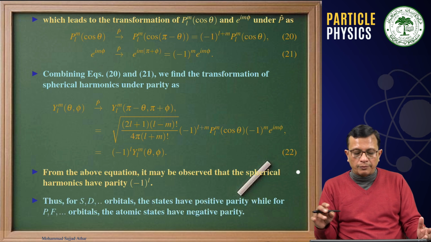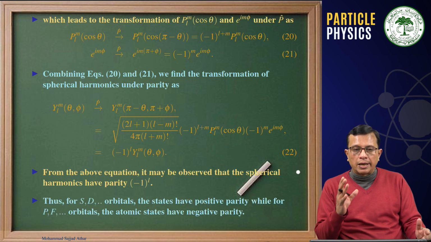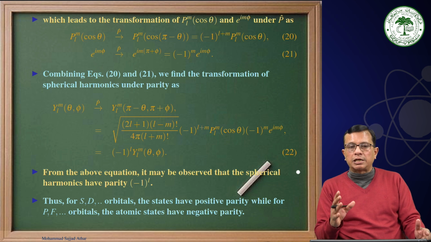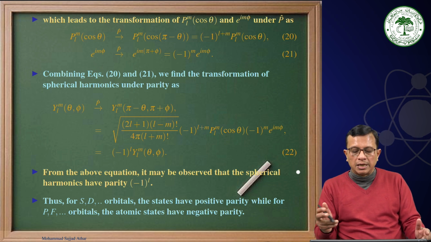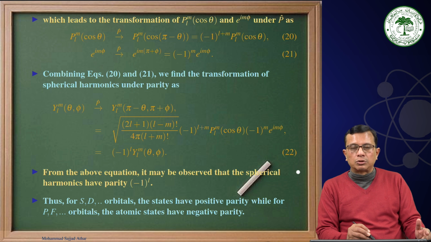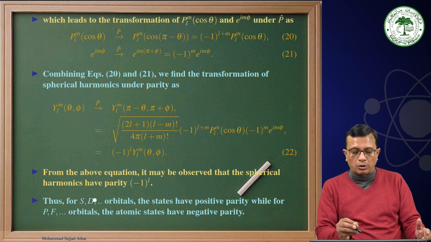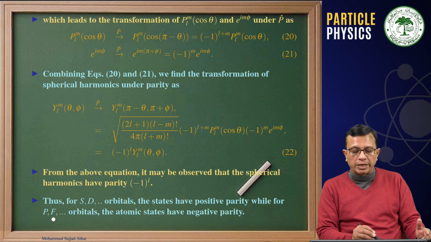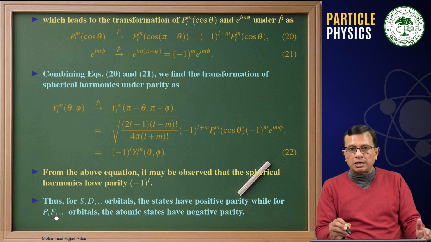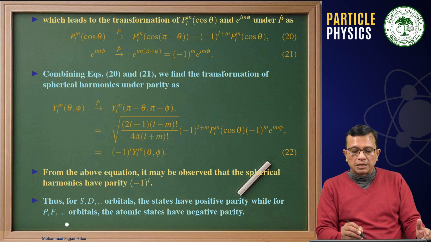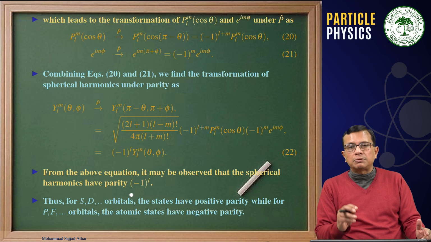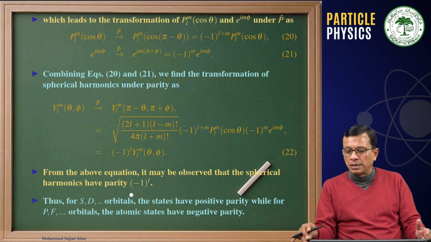For example, if we talk about the atomic states in S state or D state or higher states, S corresponds to l equal to 0, D corresponds to l equal to 2, and so on, while P corresponds to l equal to 1 and F corresponds to l equal to 3. Therefore, for S, D etc. states, this will be an even parity state, while for P, F states, this will be an odd parity state. And this we will use in the determination of the intrinsic parity of the particles that we will talk about in the next lecture. Thank you very much.